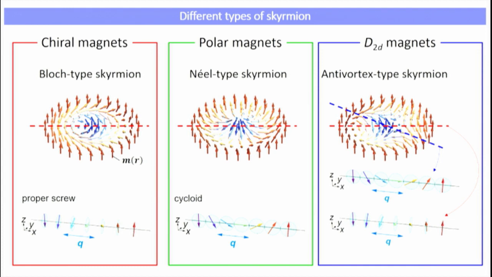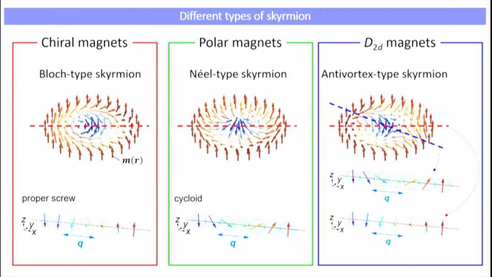The D2d magnet has a different type of Skyrmion stabilized from the block or nail-type Skyrmion. This is called the anti-vortex type Skyrmion. And taking the cross-section, it can be seen as a mixture of the cycloidal and proper screw structures. The important point is that the anti-vortex type Skyrmion cannot be continuously deformed to the block type or nail type Skyrmions, so it can be identified as a different type of topology.